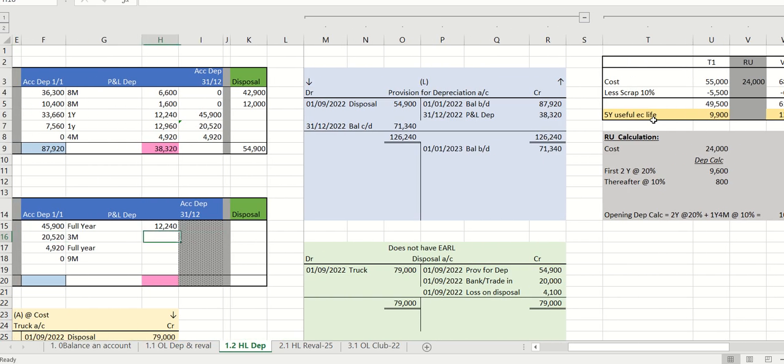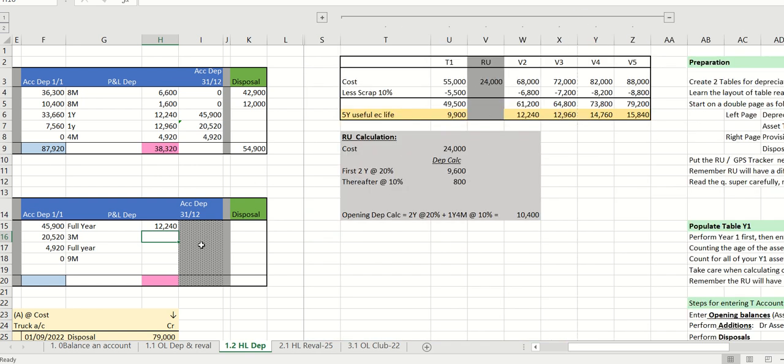Truck 3, I only had it for 3 months of the year. So I'm going over here again. Let me hide that for the moment. 26 there now. Hide that. Going over here to our little table where we calculated our depreciation.